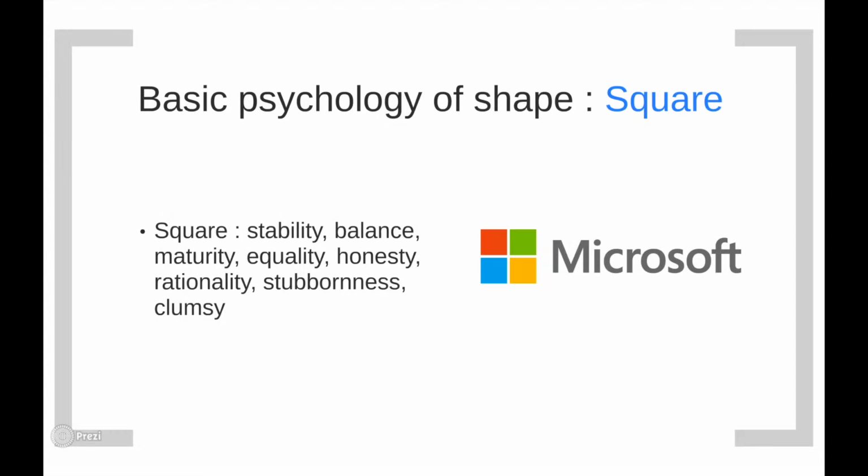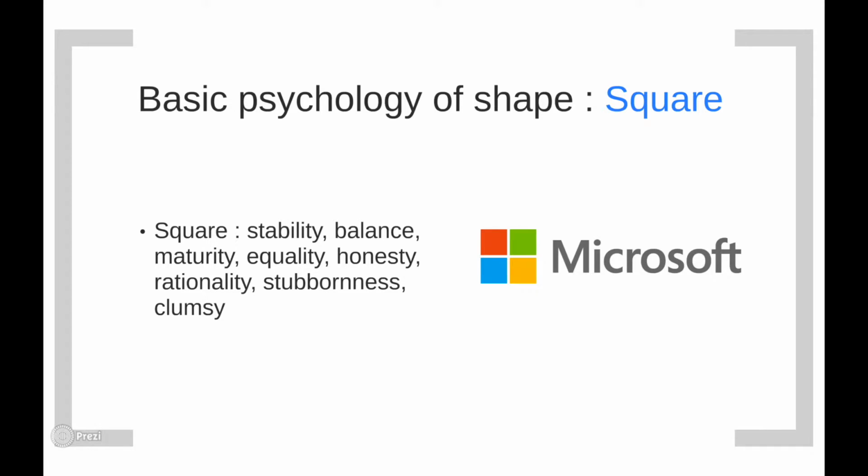Third, squares and rectangles are stable. They are familiar and trusted shapes and suggest honesty. For example, the technology company Microsoft uses a square to suggest security and stability.